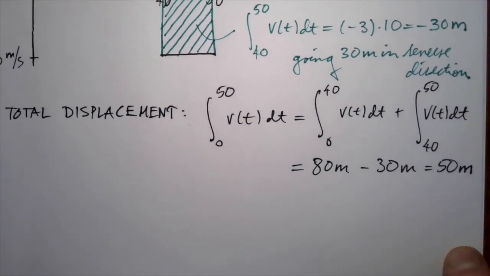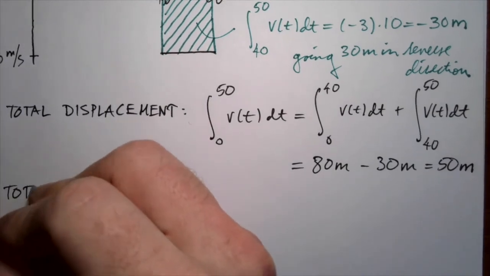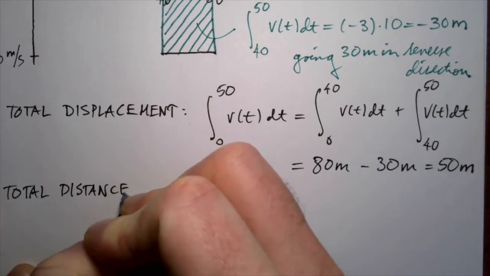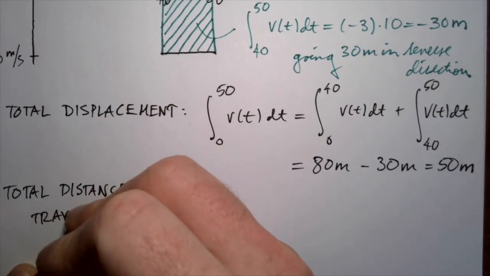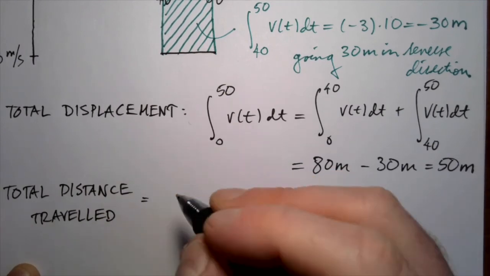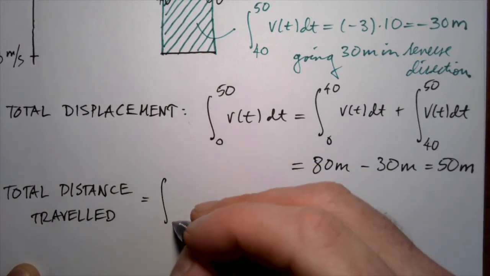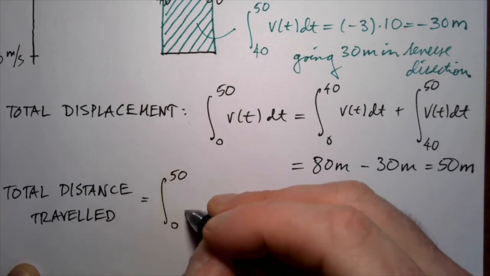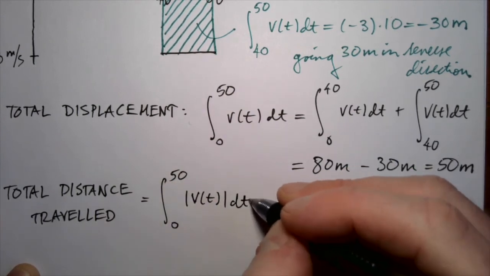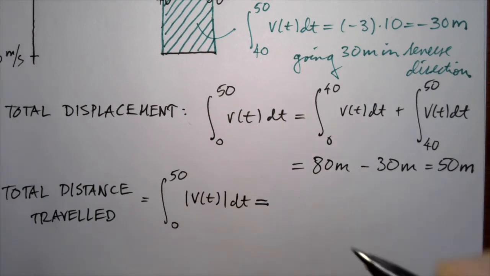Okay, what about the total distance traveled? That's a little different. When we think about the total distance traveled, we don't really care if we're going to the right or to the left. That's just our overall how far we walked. That's going to be given by the total area of the boxes, regardless of whether they're above or below the x-axis. So it's going to be given by the integral of the absolute value function.